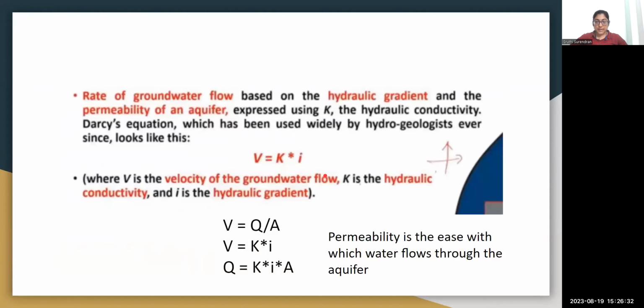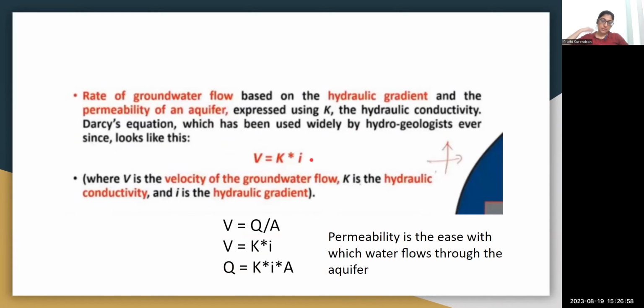So let's get into these terms. So the rate of groundwater flow, that is, what is the velocity or the discharge rate of groundwater flow, is given by a very important equation called Darcy's equation. He devised this equation. So let's look into the terms that are associated with Darcy's equation.